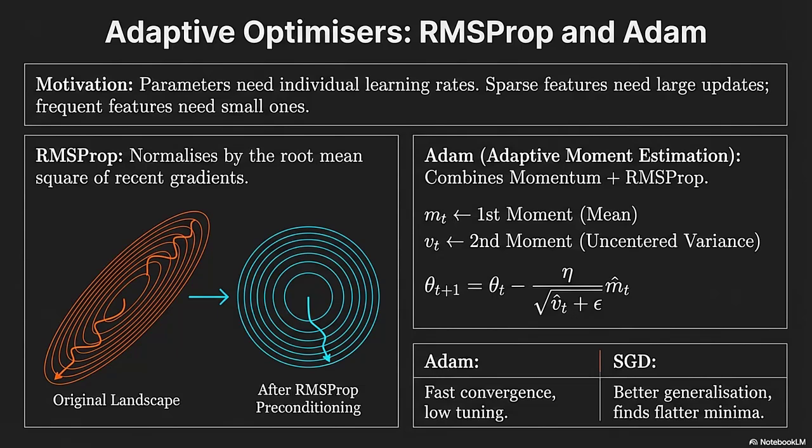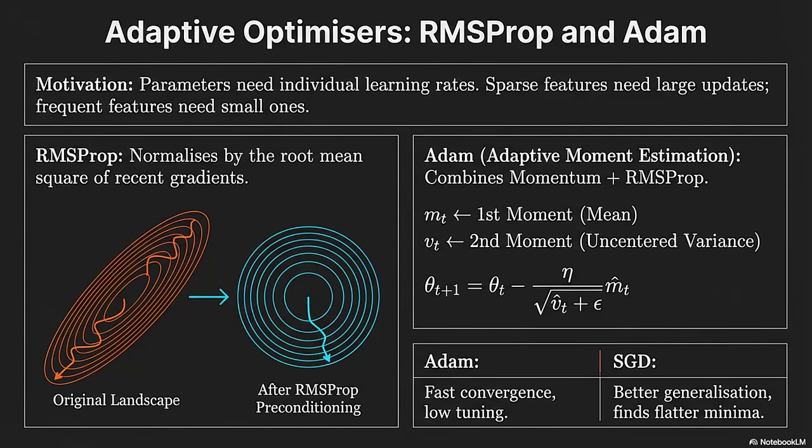It keeps track of two moving averages for every single parameter. First, there's m_t, the first moment. This is just an estimate of the mean of the gradients. This is the momentum part we already know. Second, there's v_t, the second moment, which is an estimate of the variance of the gradients.